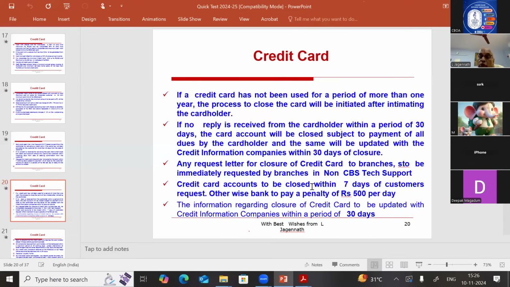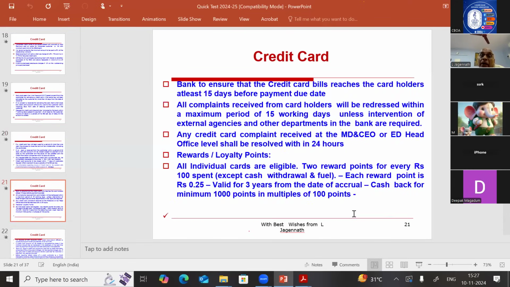Credit card accounts to be closed within 7 days of the customer's request. Otherwise, banks to pay a penalty of 500 rupees per day. The information regarding closure of the credit card to be updated with the credit information companies within a period of 30 days. These numbers are very, very important in the credit card. Bank should ensure that credit card bills reach the cardholders at least 15 days before the payment due date, either by SMS or by WhatsApp or whatever method you are having. The credit card bills should reach the cardholders at least 15 days before the payment due date.